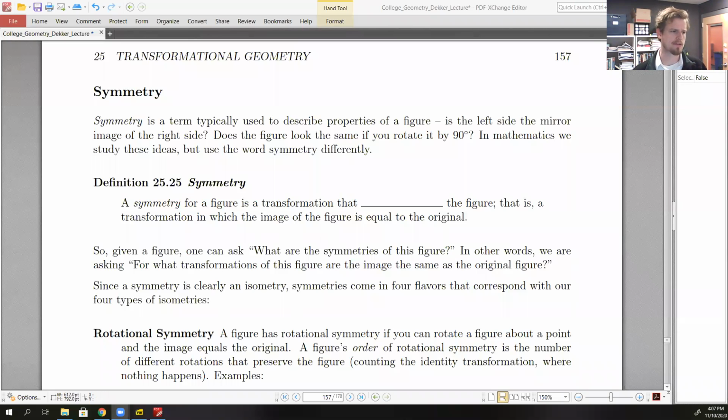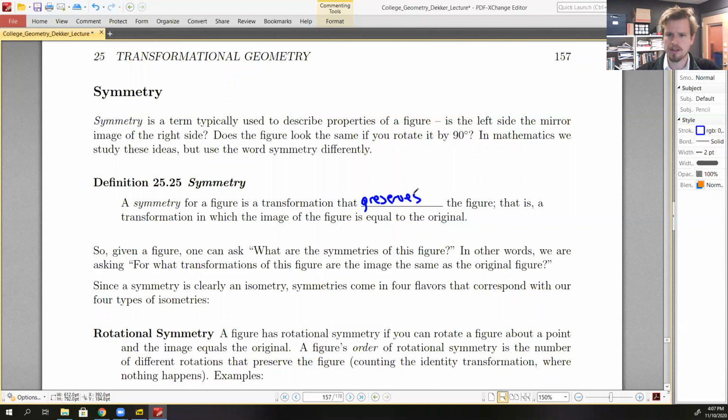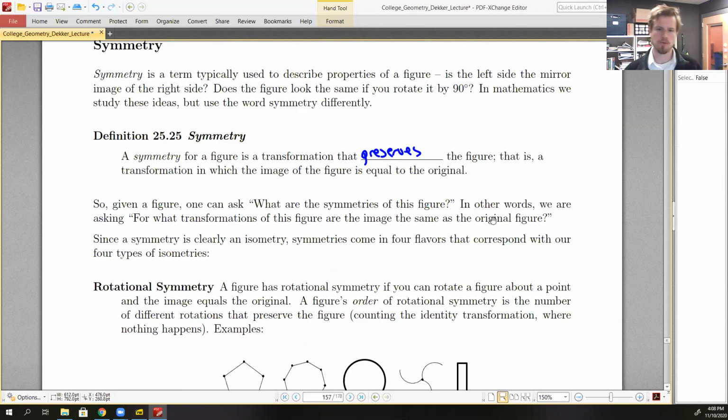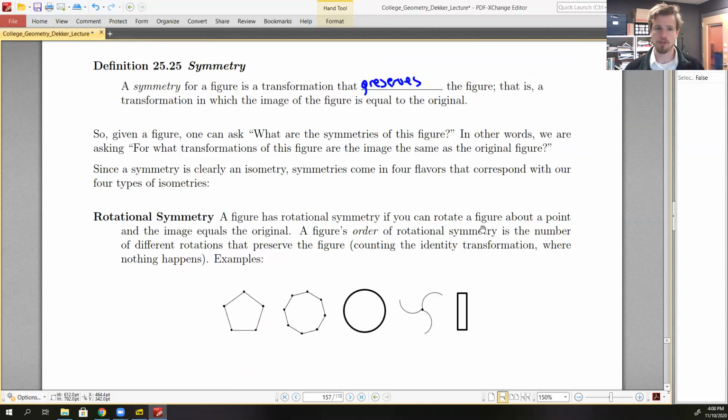So looking at it from the viewpoint of transformations, what we're looking for is a transformation that preserves the figure. A symmetry for a figure is a transformation that preserves the figure. So can we do a translation, a rotation, a reflection, or a glide reflection that preserves the figure? And if we can, it has some sort of symmetry. We'll consider the ones that we usually consider first.